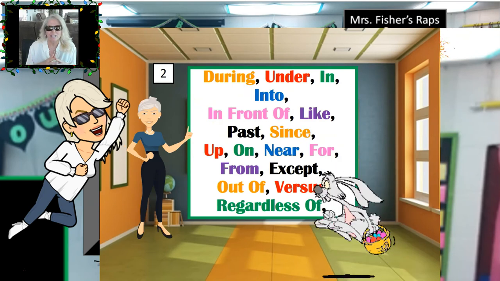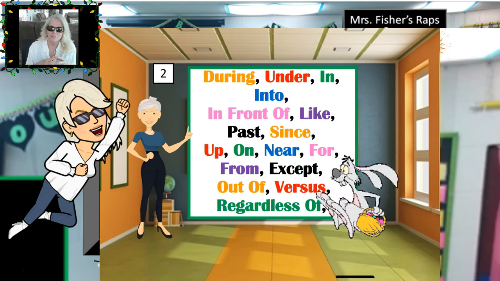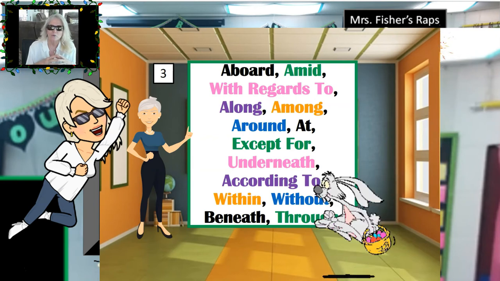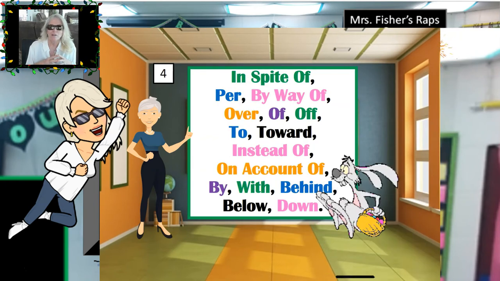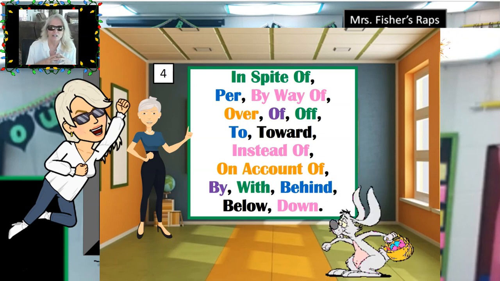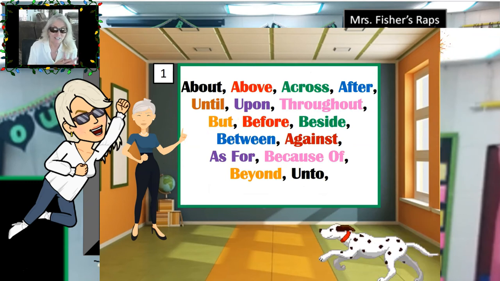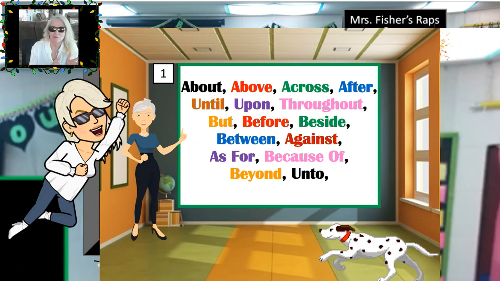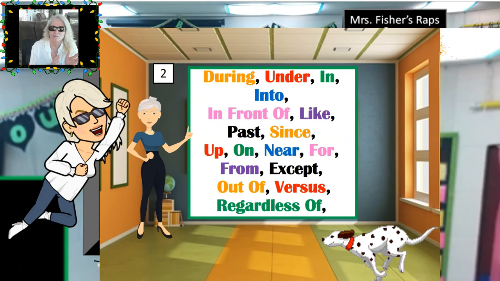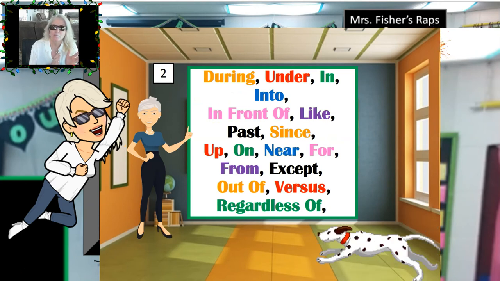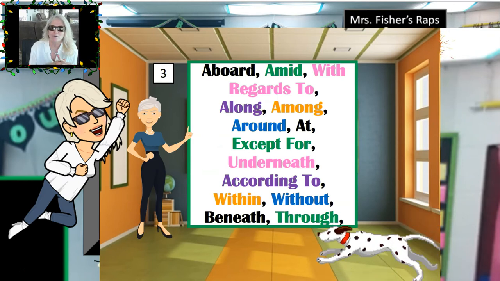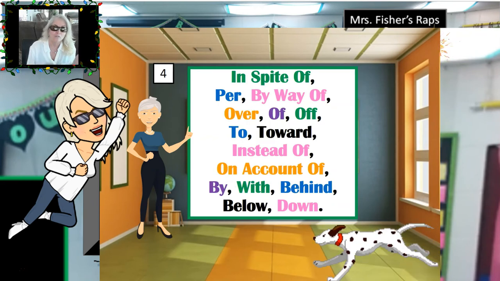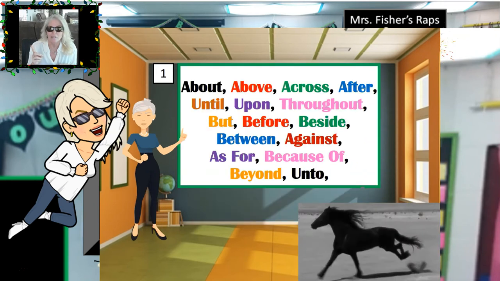and into, in front of, like, past, since, up, on, near, for, from, except, out, of, versus, regardless of, aboard, amid, with regards to, along, among, around, except for, underneath, according to, within, without, beneath, through, in spite of, from, highway, up, over, up, off, to, toward, instead of, on, up, down, up, by, will, behind, below, down. Oh, it's gonna get faster. Same words. Down, above, across, after, until, up, up, throughout, but, before, beside, between, against, as, for, because, it's beyond, unto, during, under, and into, in front of, like, past, and up, on, near, from, base, up, down, up, versus, regardless of, aboard, amid, with regards to, along, among, around, and except for, underneath, the word, to, within, without, beneath, through, in spite of, or by way of, over, of, off, to, toward, instead of, on, account of, by, with, behind, below, down, and yeah.